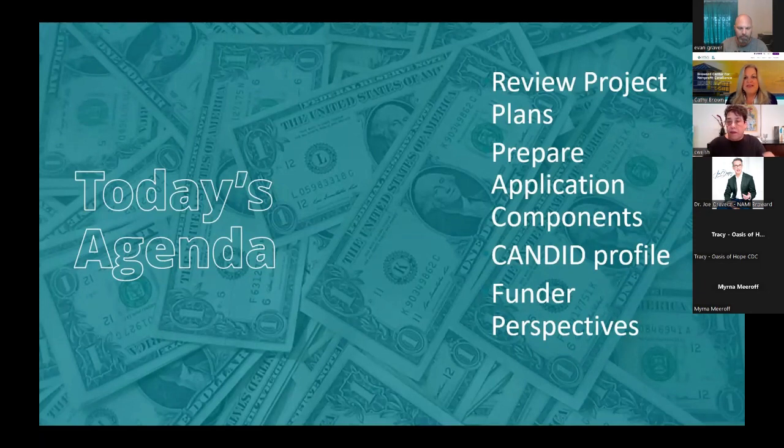Our plan today really is to, first of all, review the project plans. Once we've done that in some group work, we're going to come back and talk about all the different components of the application process and how what we've been working on fits into that process. We'll look at some of the key pieces, the timeline, the budget. We'll actually look at some budget forms and templates, and I'll provide you some resources.